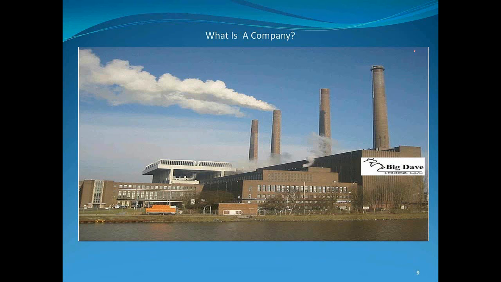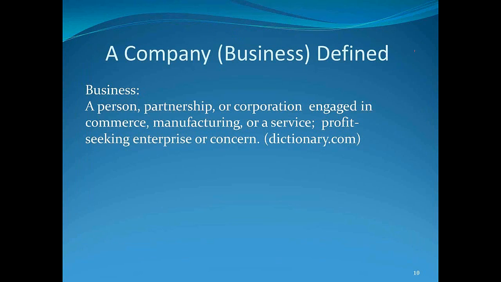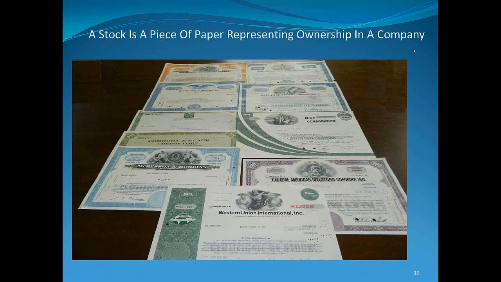Now, what is a company? Well, a company is a person, partnership, or corporation engaged in commerce, manufacturing, or service. It is a profit-seeking enterprise or concern. That's what dictionary.com says. Now, again, a stock is a piece of paper representing ownership in a company.